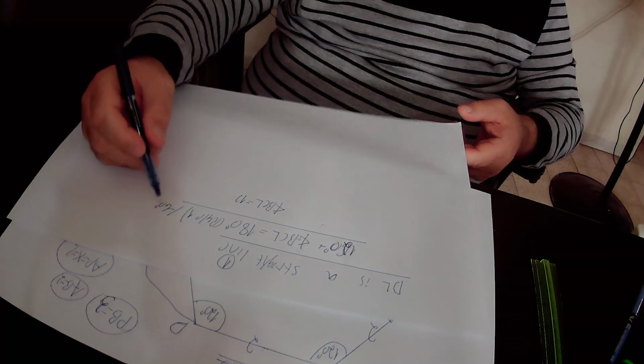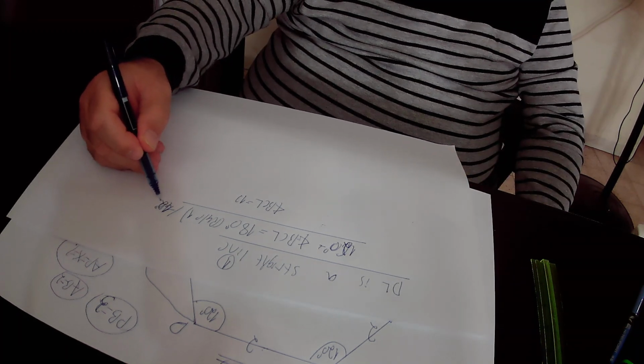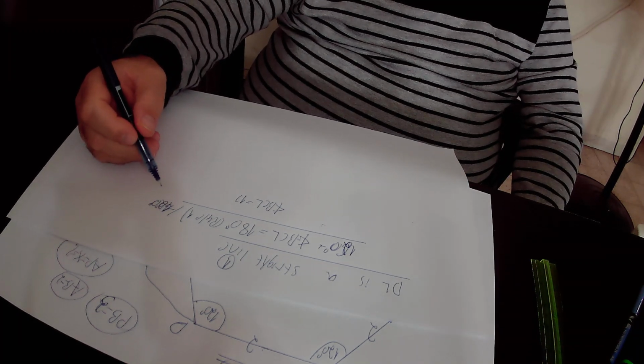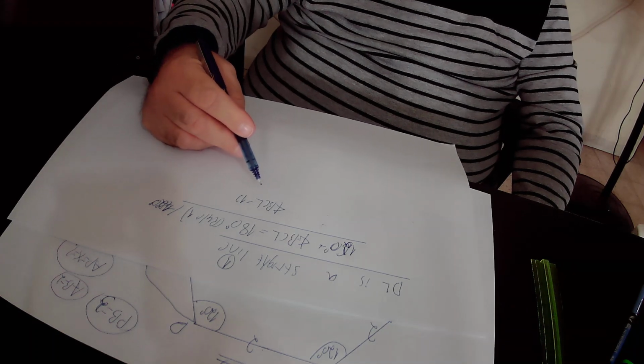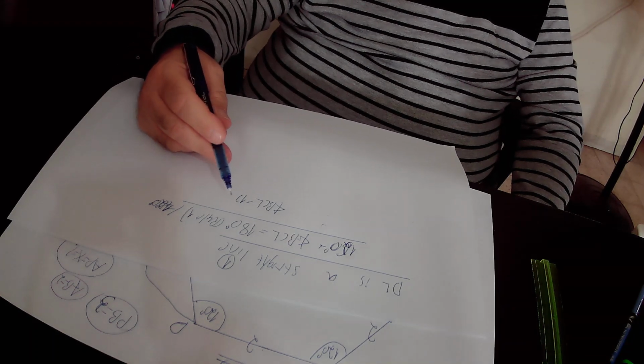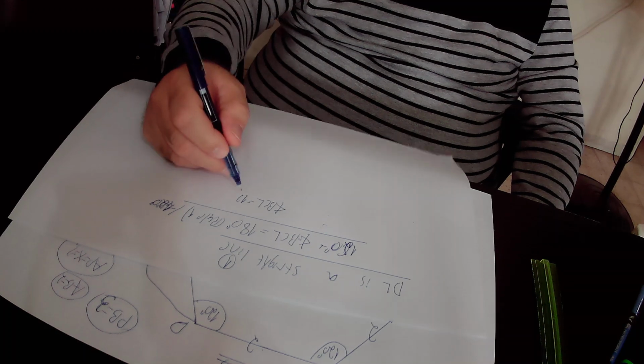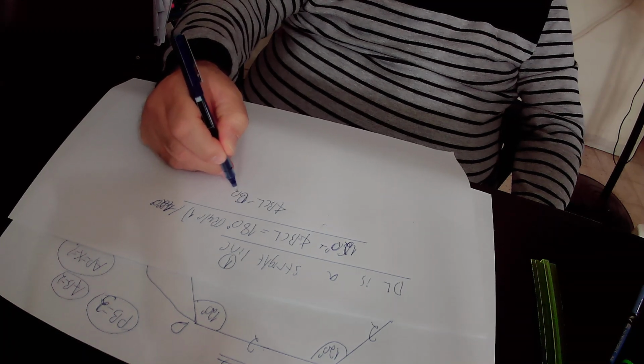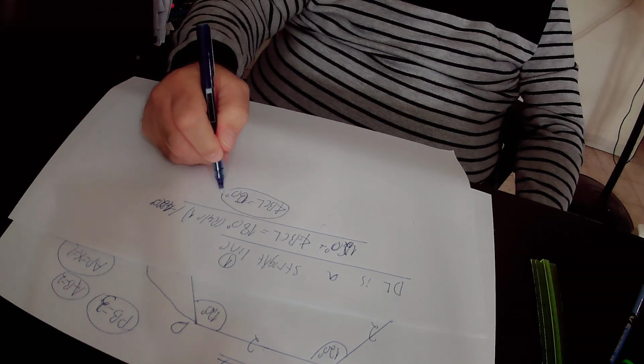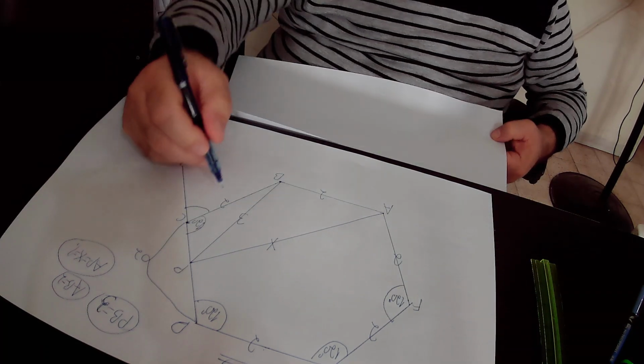Here we subtract 120 degrees from this equation and we get that the missing angle, angle BCN, equals 180 degrees minus 120 degrees, which is equal to 60 degrees. So the missing angle, angle BCN, equals 60 degrees in its size.